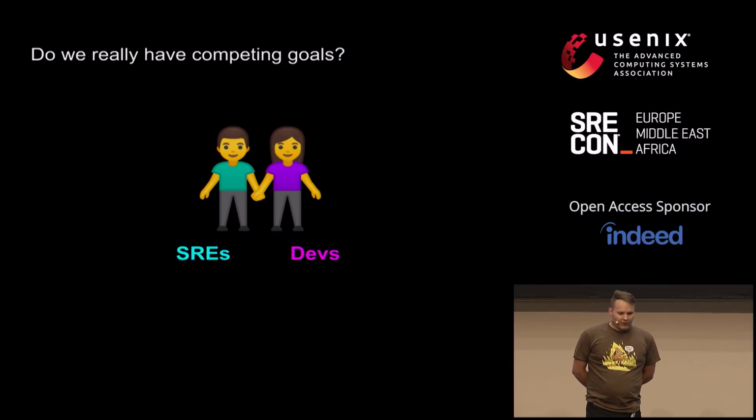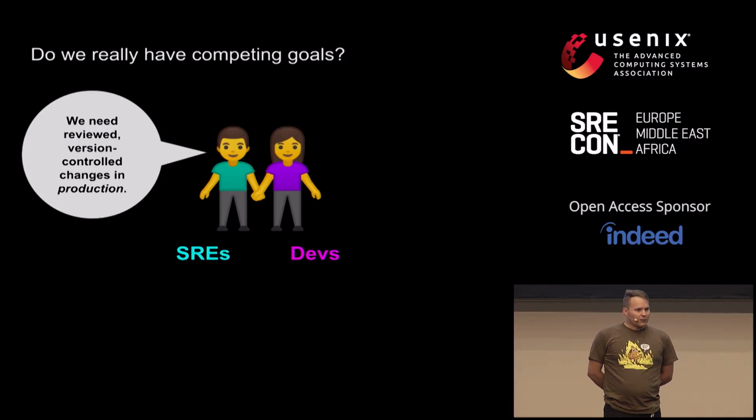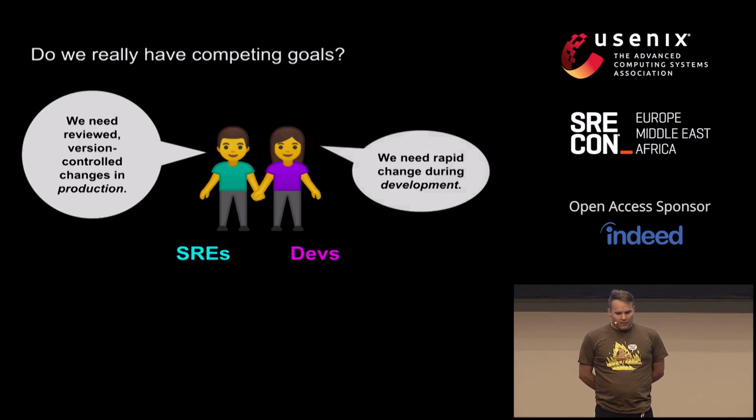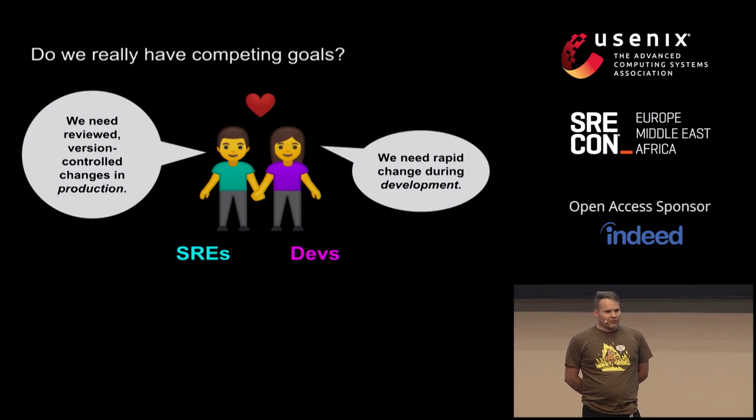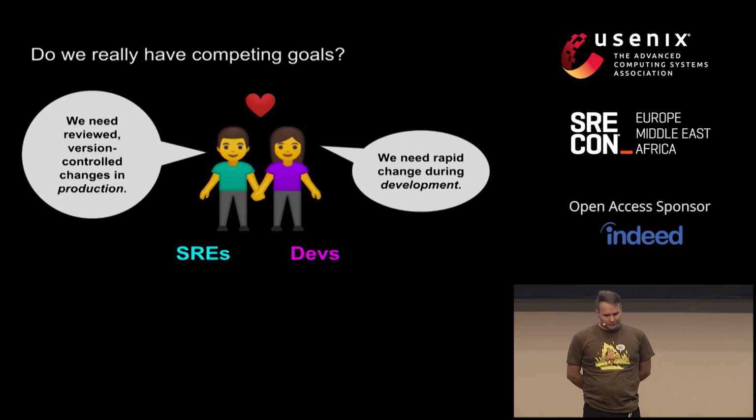So the answer to the question, do we really have competing goals, is no, we don't. SREs want reviewed, version-controlled changes in production, and devs need rapid change during development. There is some overlap between those goals, but that overlap is really minimal.